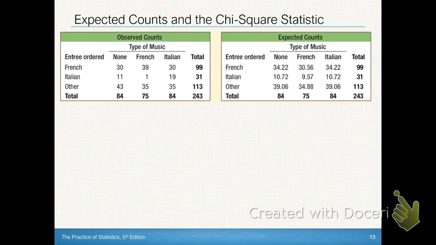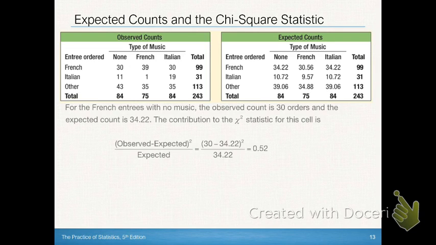So we have 9 entries for the type of music and the type of entree ordered. And we're going to use the same formula for our chi-squared test statistic that we did for goodness of fit, where we do the observed value minus the expected value, square it, and then divide by the expected value. So if I just start with the people that listened to no music and then ordered French entrees, that part of my chi-squared test statistic is the 0.52.